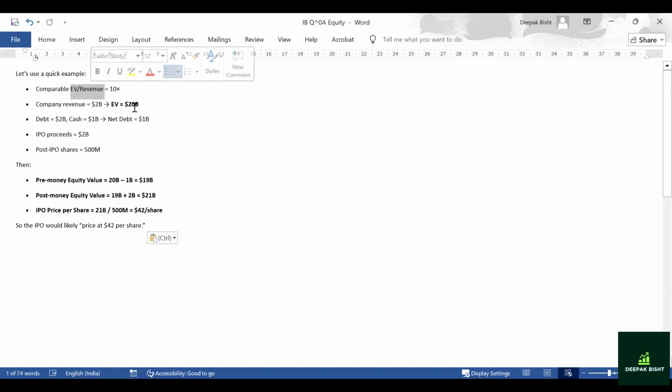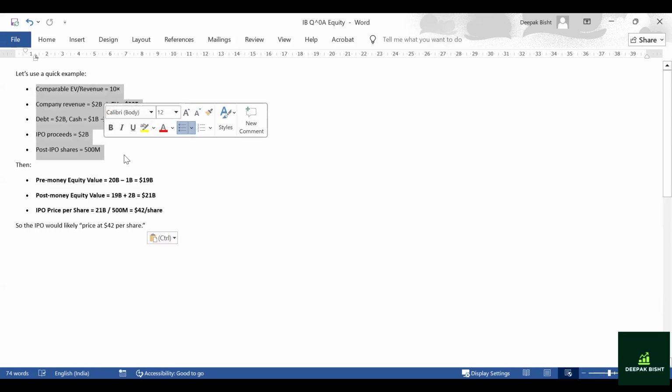So enterprise value is now $20 billion. Debt, we are assuming $2 billion. Cash, we are assuming $1 billion. So the net debt will be $1 billion. We subtract cash from the debt, and this is the net debt. IPO proceeds are $2 billion. The post-money IPO shares are 500 million shares. This data is given to us.